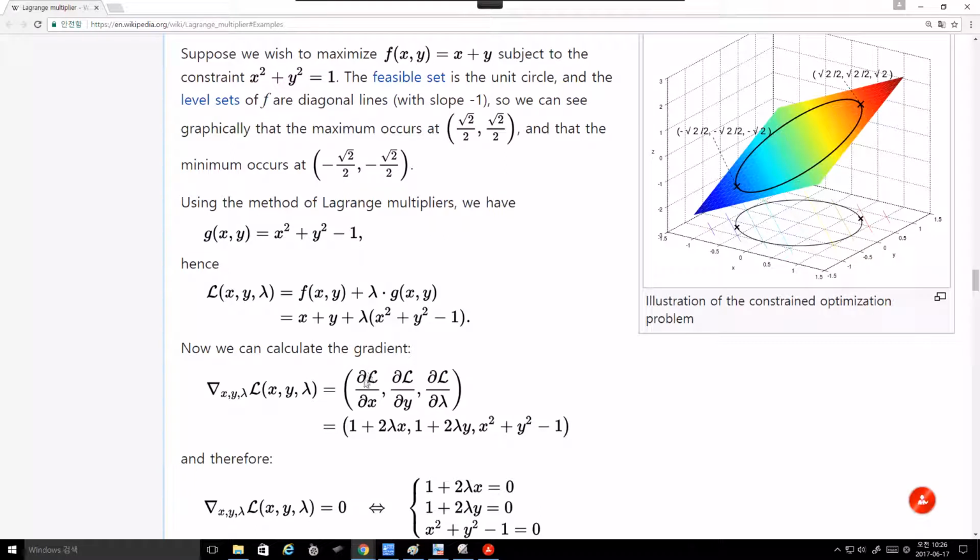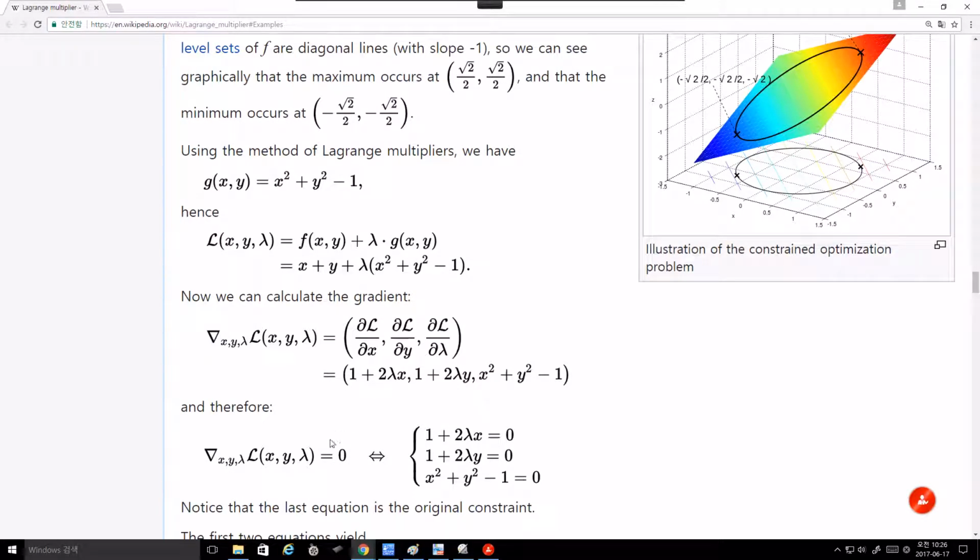then it is partial Lagrangian over partial x, partial Lagrangian over partial y, and partial Lagrangian over partial lambda. For x, we get 1 plus 2x lambda. If we take the derivative with respect to y, we have 1 plus 2y lambda. And if we take the derivative with respect to lambda, we have x squared plus y squared minus 1. So this is the gradient, and we want to find where it equals 0.